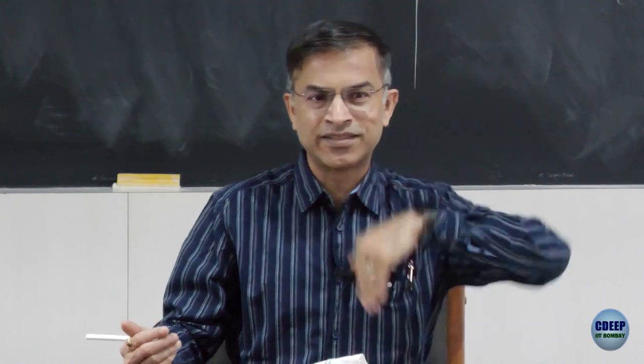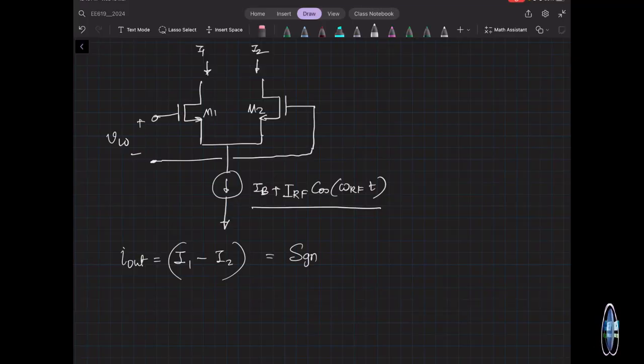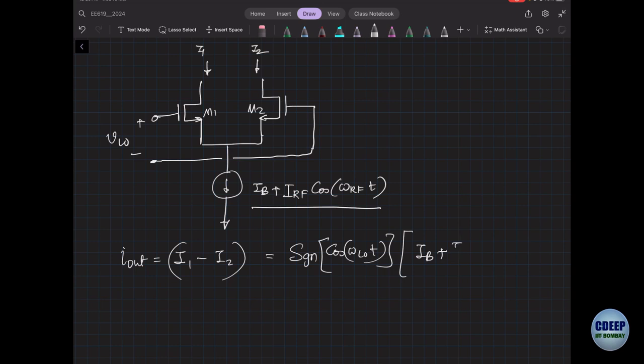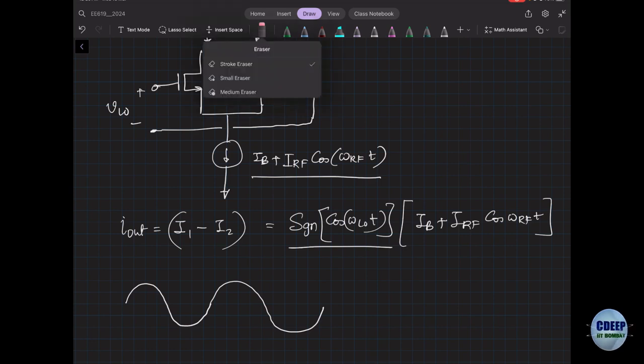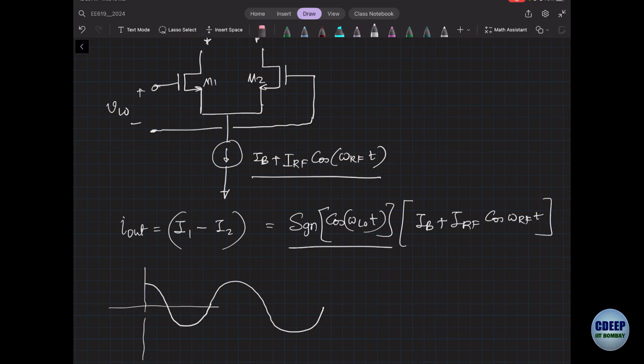In one cycle, it will be plus. In the other cycle, it will be minus. So, how do you write that? This becomes equal to sign of cos omega LO t, correct? And then times IB plus IRF cos of omega RF t. Agreed? Okay. So, what does sign of cos omega LO t mean? Let's say I have something like this, that's my cos. Then it will look like this. Something like this, right? A square wave. Agree?